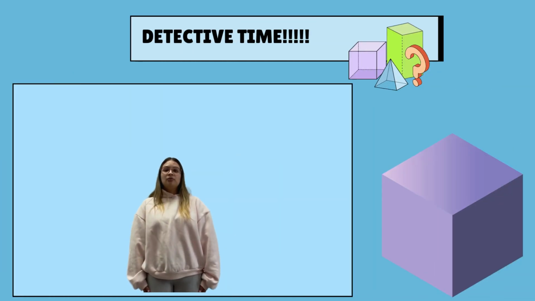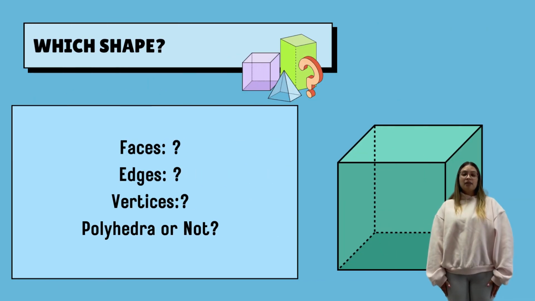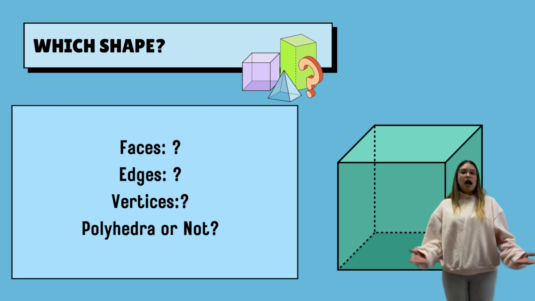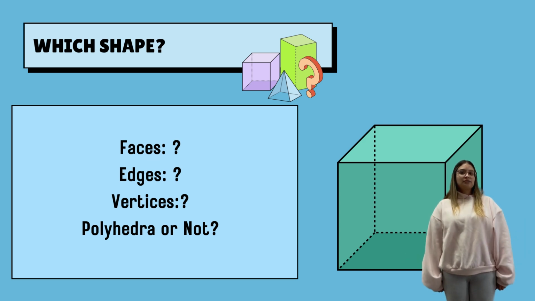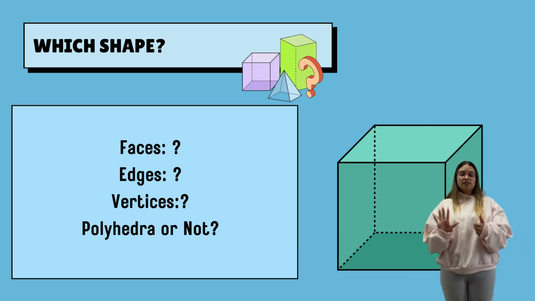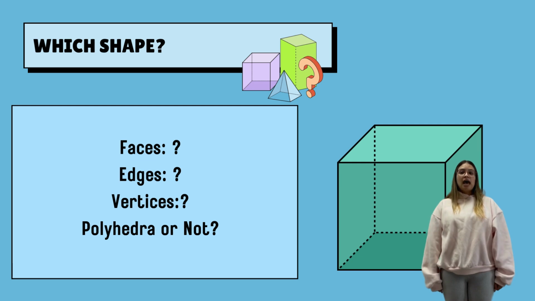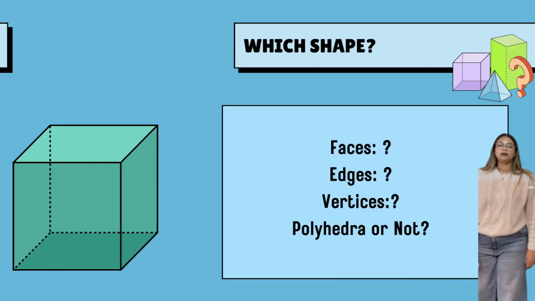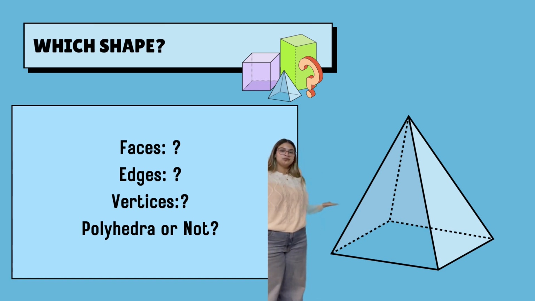Today, you guys will be detectives and you'll be investigating different 3D objects. The slide we have is a cube. How many faces does it have? How many edges does it have? And how many vertices does it have? Is it polyhedral or not? That's right. It has 6 faces, 12 edges, and 8 vertices. It is polyhedral.